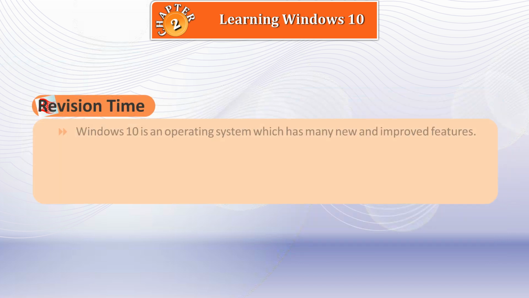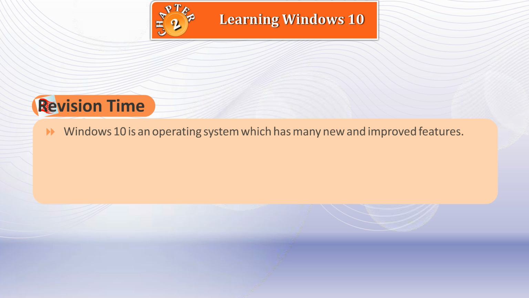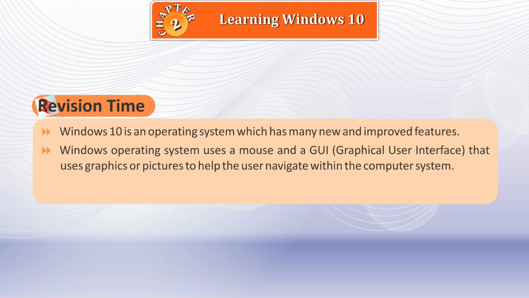Revision time. Windows 10 is an operating system which has many new and improved features. Windows operating system uses a mouse and a GUI, graphical user interface, that uses graphics or pictures to help the user navigate within the computer system.